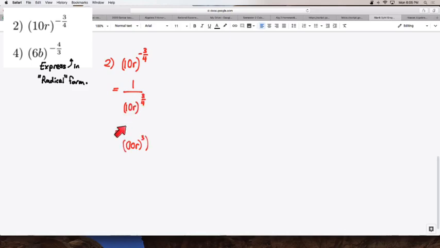So we have two different things to do. We have 10r cubed, and we have the 1/4. So the 1/4 is the radical that I was looking for. And then I'm going to do a quick power of a product inside. We're going to get 10 cubed, you're welcome, and r cubed.